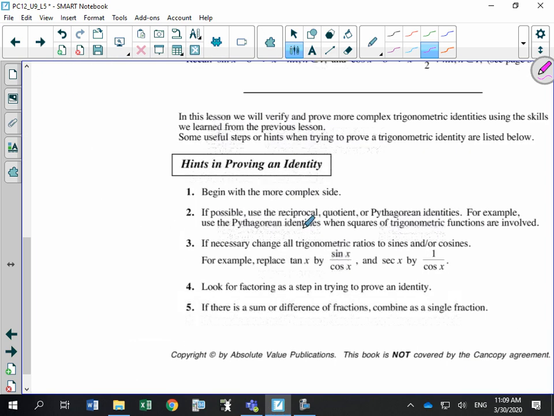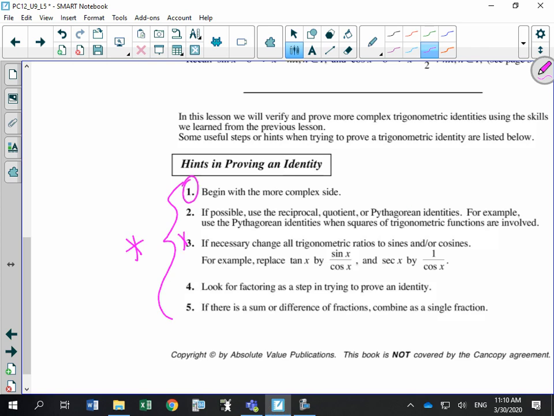The bottom of the page, I sort of want you to star this. This is going to give hints on proving an identity. The book suggests to start with the most complex side, though what you'll actually see is that sometimes I'll look at the simpler side first, just to see if that could be rewritten, and then I go to the complex side. If possible, we're going to be using our reciprocal, quotient, or Pythagorean identities.